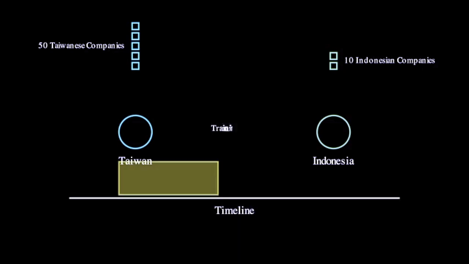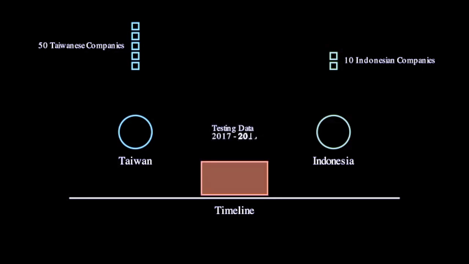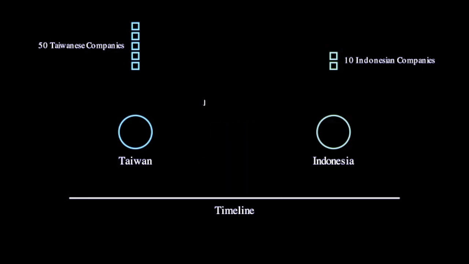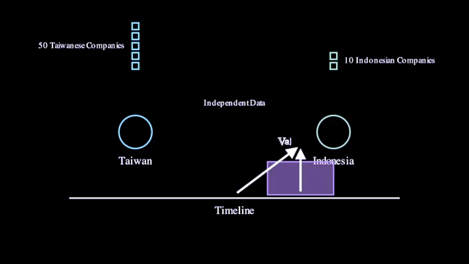A study of the Taiwan and Indonesian stock markets is conducted using historical data from 50 Taiwanese companies and 10 Indonesian companies. Their growth and prominence within their respective markets led to their selection. There are three types of historical data: training, testing, and independent. Training data spans January 1, 2000 to December 31, 2016, while testing data spans January 1, 2017, to June 14, 2018. Test data and independent data are used for further validation.